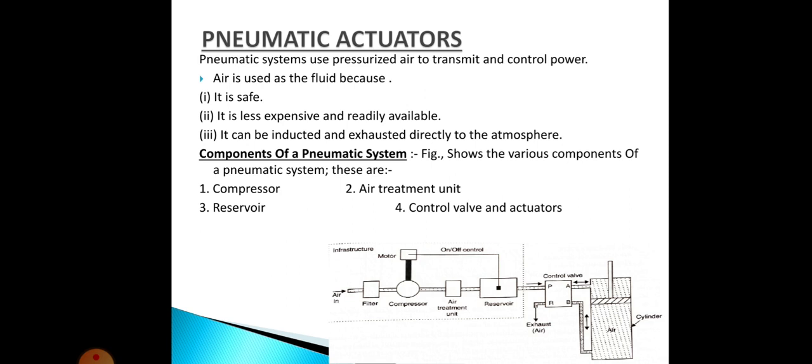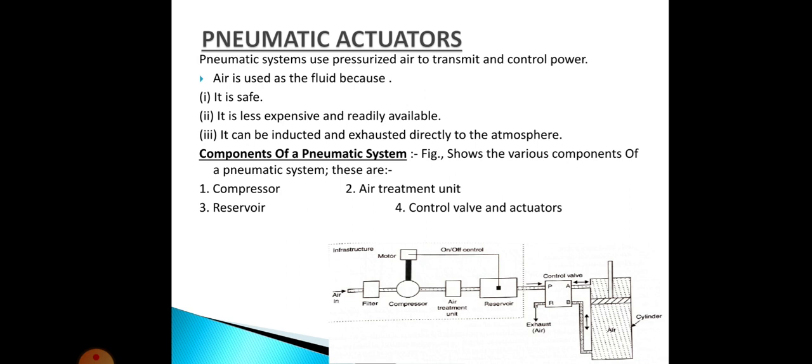Okay, then next one, what are the components of pneumatic systems? Here it has a compressor, then an air treatment unit, then a reservoir, and lastly a control valve and actuator. So first one, compressor. You can see in the diagram there is a compressor. Why is it used? It is used to provide pressured air. So it will make the pressured air.